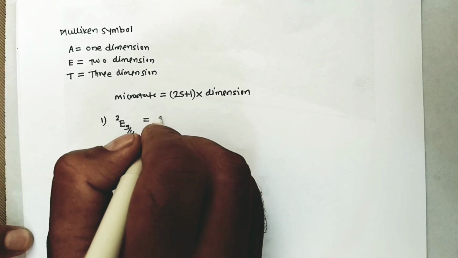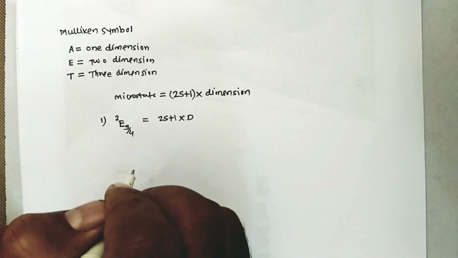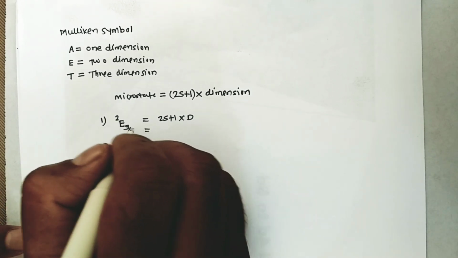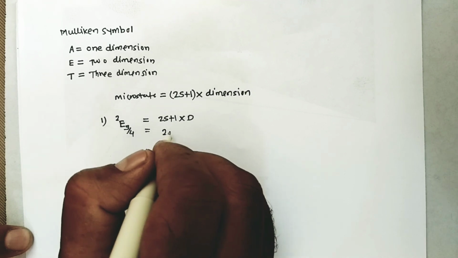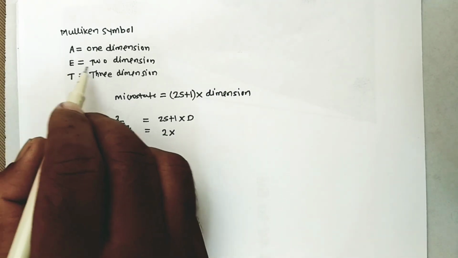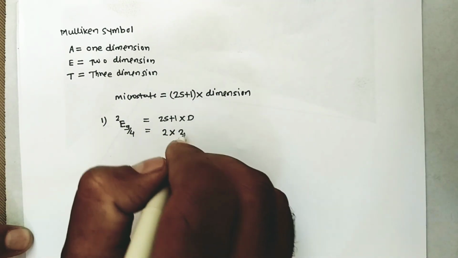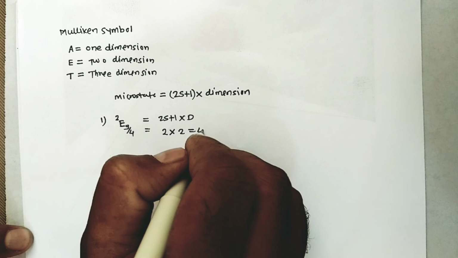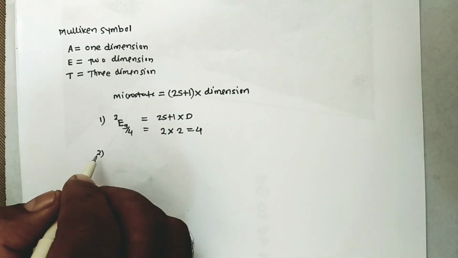The formula is 2S plus 1 into dimension. Here 2S plus 1 is nothing but the spin multiplicity, 2 into dimension. E symbol has 2 dimensions, therefore 2 into 2 equal to 4 microstates. Second example.